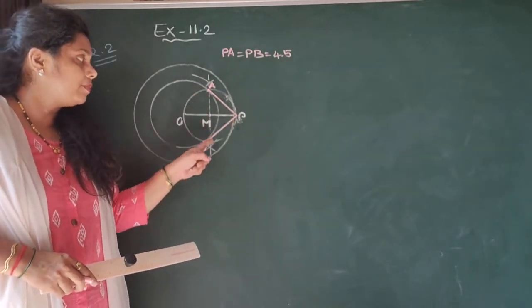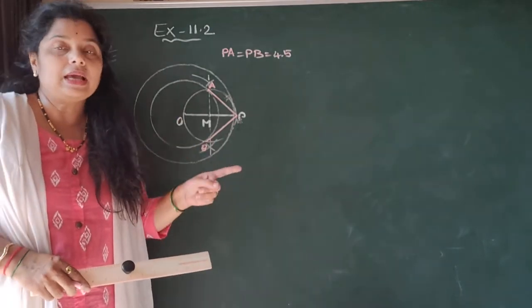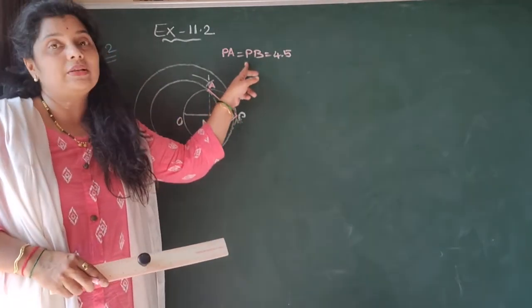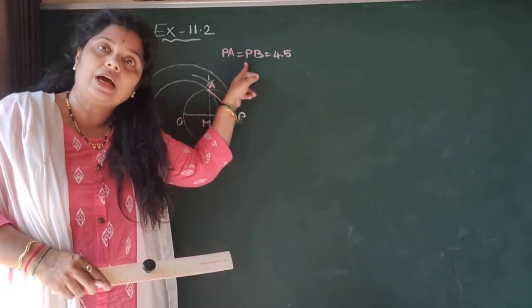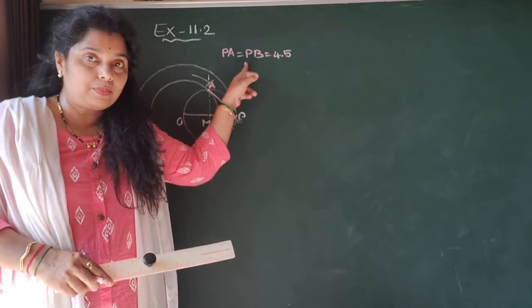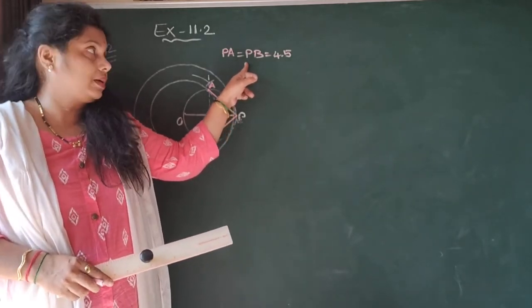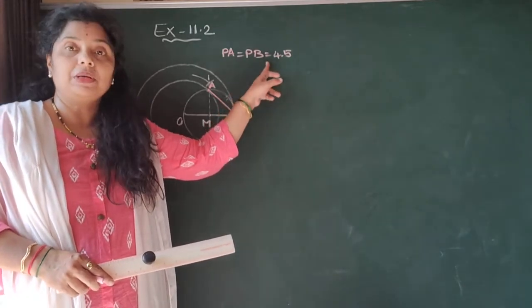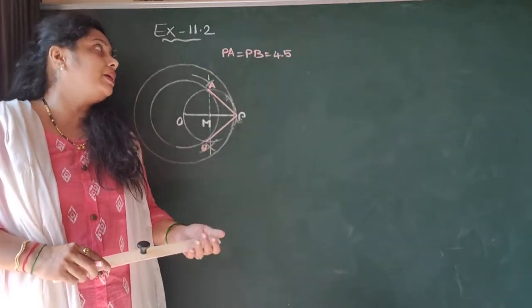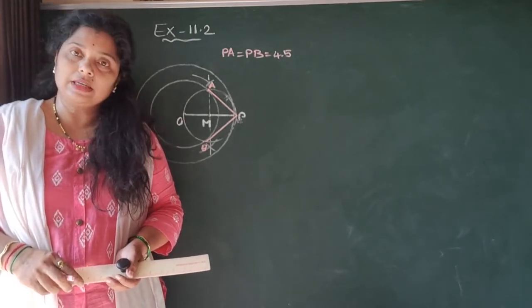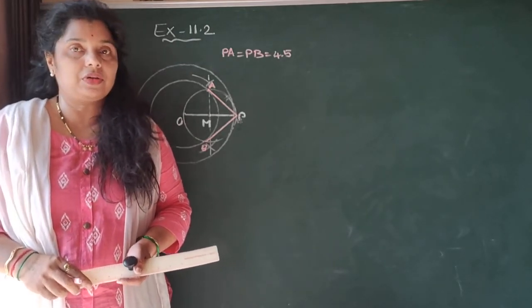Join PA and PB. PA and PB both are tangents, and the lengths of the tangents, as we know, are the same if they are drawn from the same external point to the same circle. If we measure it, we get that PA is equal to PB is equal to 4.5. Is it clear? Now let's see the justification.